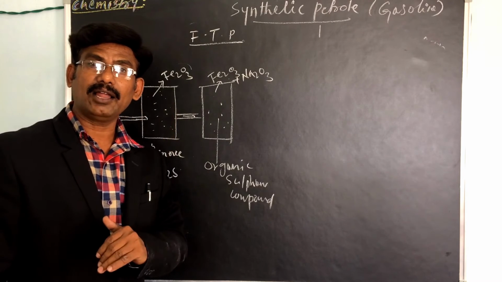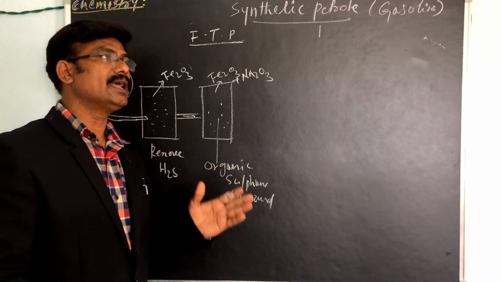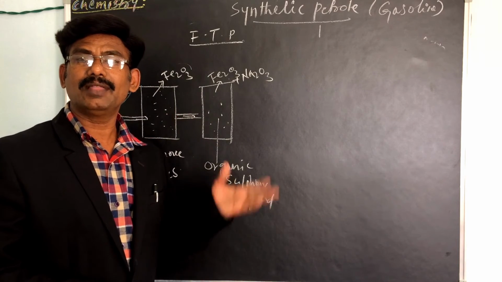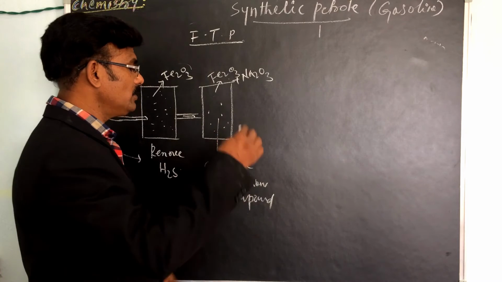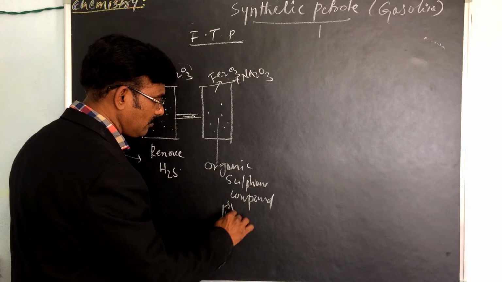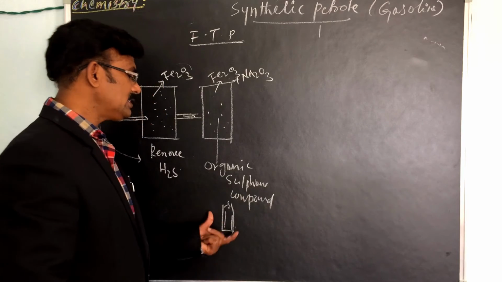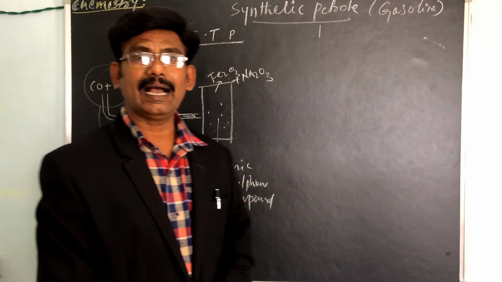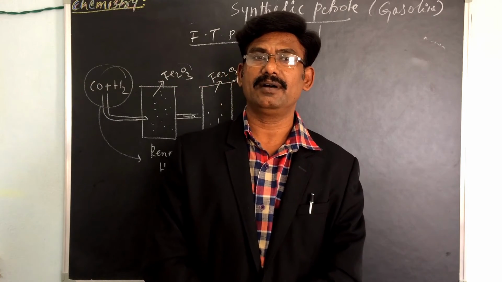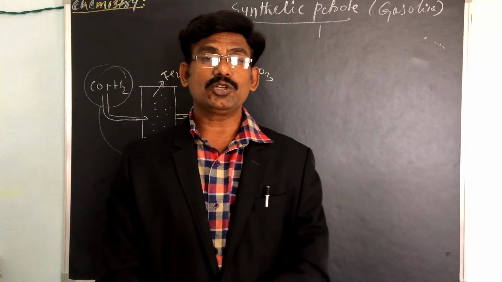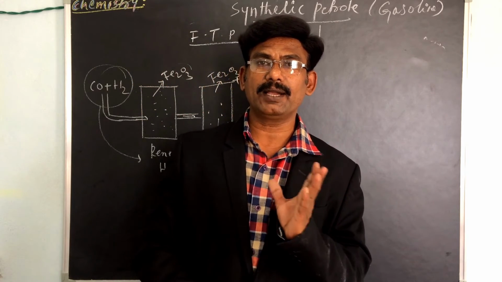Organic means thioester acid, thiocarbonyl, thiophene, that type of compound. This is the thiophene structure. This type of organic compound can be removed by a mixture of ferric oxide and sodium carbonate. So this is the purification technique.